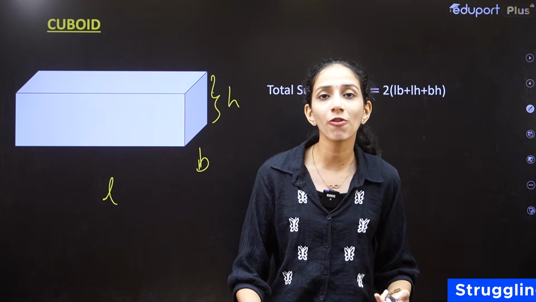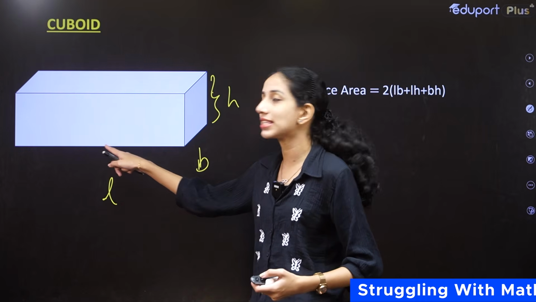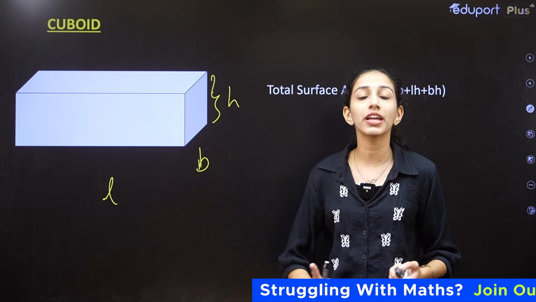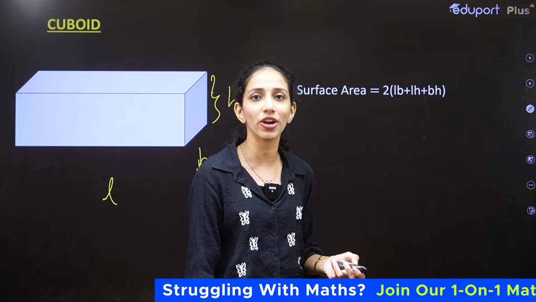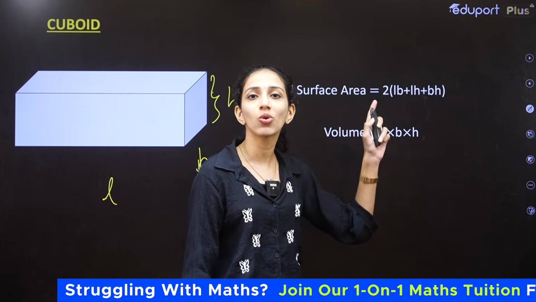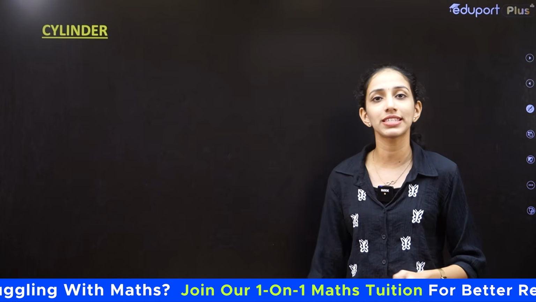Then we are moving to volume. What is the general formula? Base area into height. If I consider the base as this side, what will be its area? Length into breadth. Then what about its height? Yes. So, what is the volume of a cuboid? The volume of a cuboid is equal to length into breadth into height. Clear? Then we are moving to the next solid, that is the cylinder.